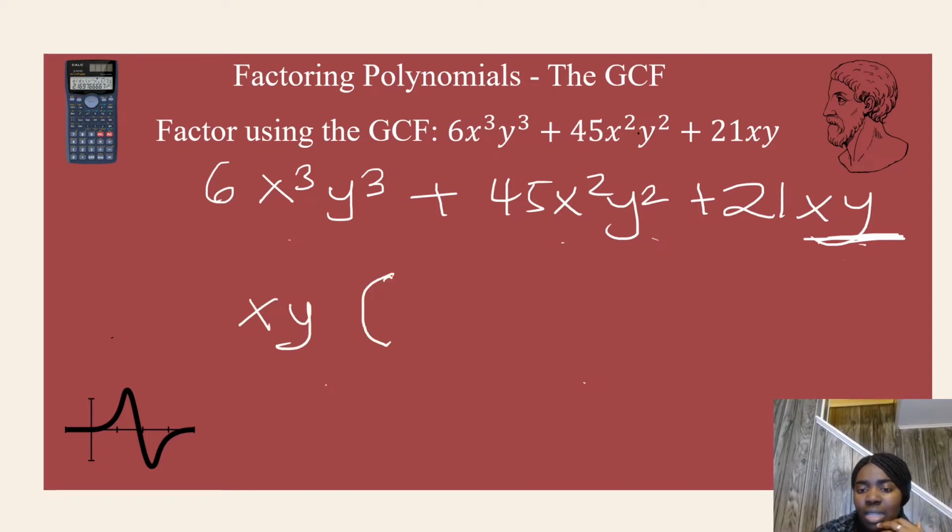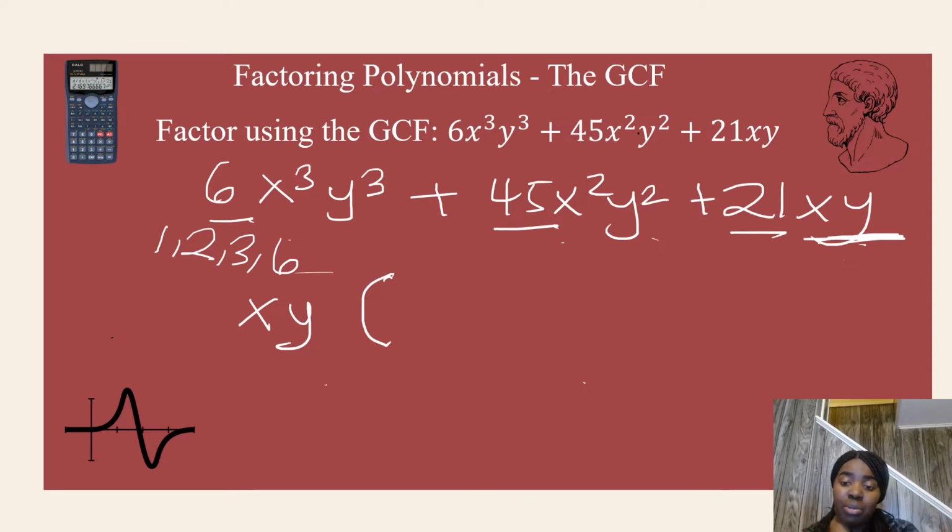Okay, let's look at the constants. We have 6, 45, and 21. Let's think of the factors here. Let's try with 6. We have 1, 2, 3, and 6, right? It can't be anything other than these 4, so we just have to ask ourselves which of these factors goes into the other numbers. Let's start with 6. 6 does not go into 45 without a remainder, nor 21. So 6 is out.